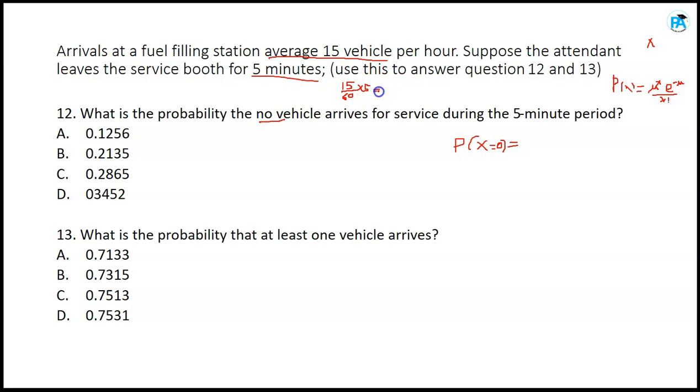Are you getting it? What I mean is that you want to find 5 minutes. If the average for 1 hour is 15, then you need to find the average for 5 minutes. So to get the average for 5 minutes, you know there are 60 minutes in 1 hour, so per minute the average will be 15 divided by 60. For a minute it will just be 15 divided by 60, but you need 5 minutes. So since a minute is 15 divided by 60, you have to multiply it by the 5 minutes. Is that clear? So that gives you 0 point something. Kindly check it out.